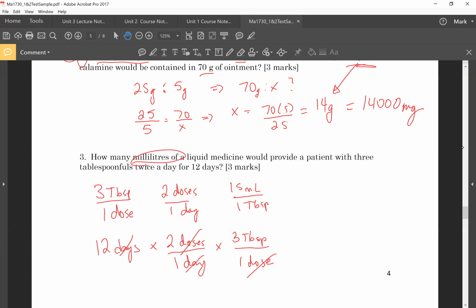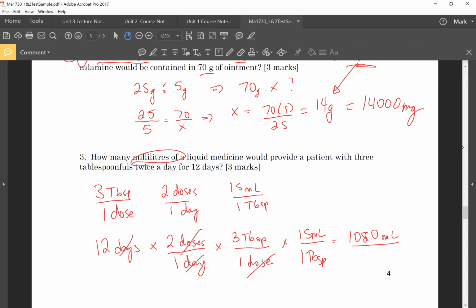Almost done. The only other thing left is I need to convert this into milliliters. And that's it. You'll get your answer, 1,080 milliliters. So they're going to take about a liter of this medicine.